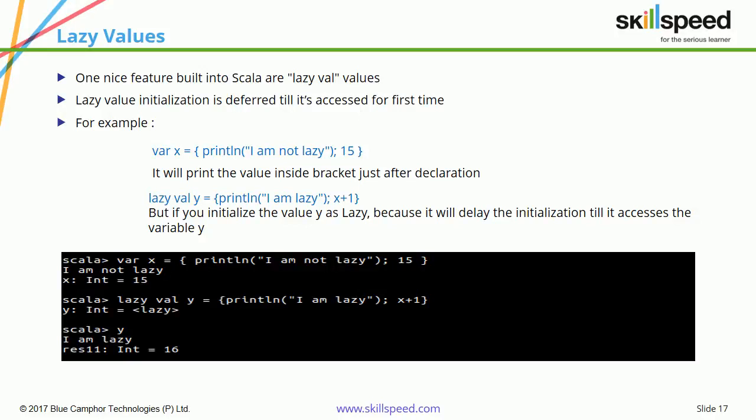This is particularly useful in frameworks such as Spark. When you are dealing with big data, you don't want unwanted initialization of variables. A variable may hold terabytes of data. You don't want that entire data to be present in memory unless you want to access that variable.